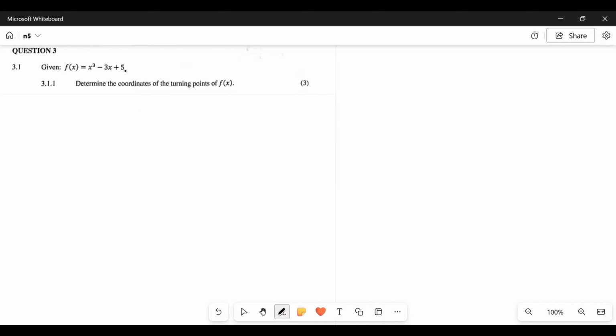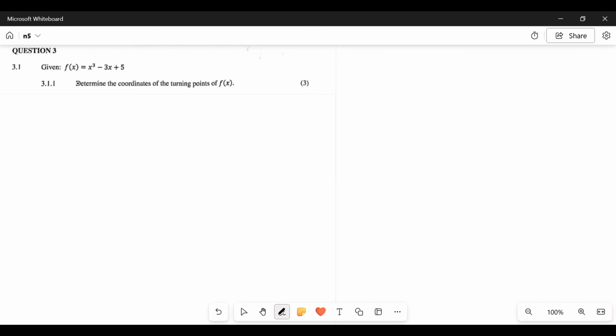Now this here is a cubic graph, guys. For the fact that it has x to the power of 3, it means that it is a cubic graph. So now they want you to calculate the turning point. When you calculate the turning point, this means that you need to derive this function that is given to us and equate it to 0. Right, so let's find the coordinates.